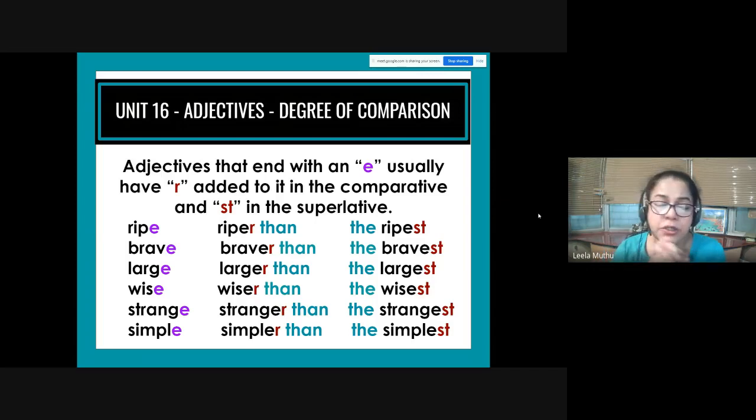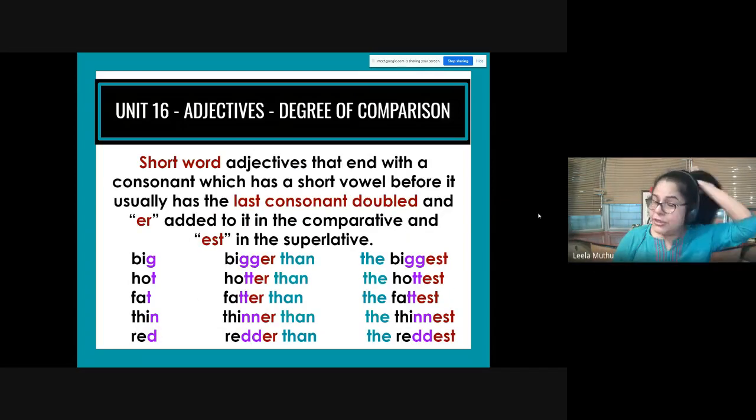All right, so ripe, riper than, the ripest. Brave, braver than, the bravest. Large, larger than, the largest. Wise, wiser than, the wisest. Strange, stranger than, the strangest. Simple, simpler than, the simplest. Okay, so now we go to short word adjectives.